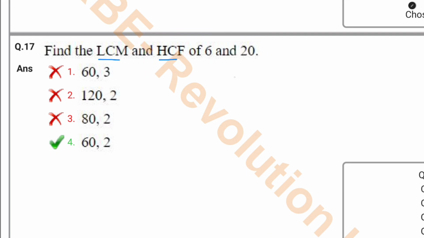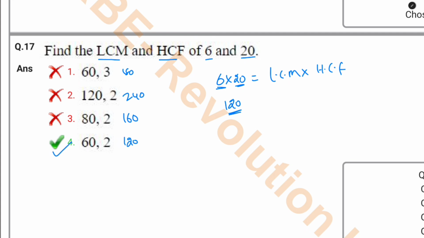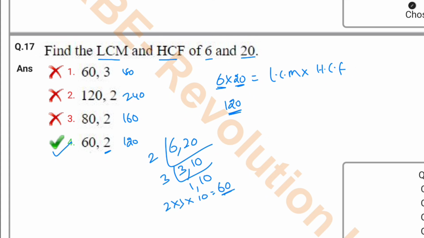Find the LCM and HCF of 6 and 20. So product of two numbers equals product of LCM into HCF. So 6 into 20 is 120. So check the options: 180, 240, 160, 60 into 2, 120. So option 4 is the answer. Or else you can do 6, 20 divided by 2. So this will be 3 and this will be 10. Nothing common, HCF is 2. So LCM is 2 into 3 into 10, it will be 60. HCF is 2 and LCM is 60.